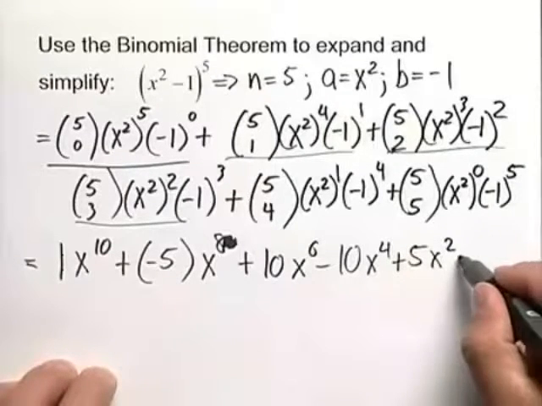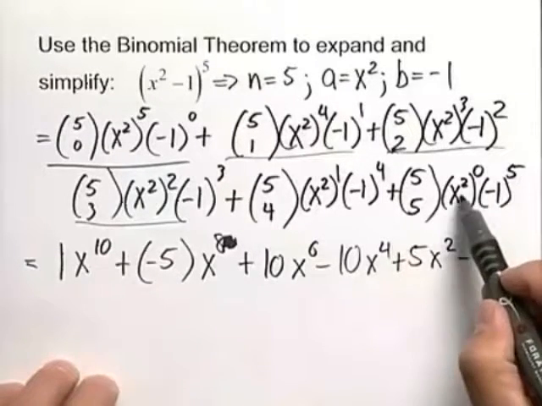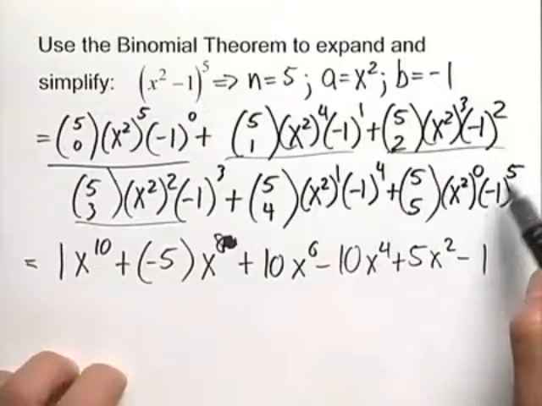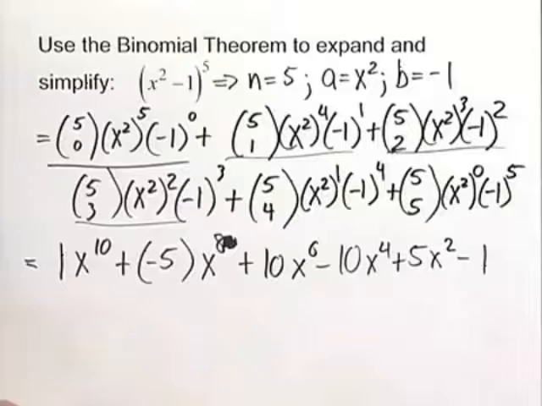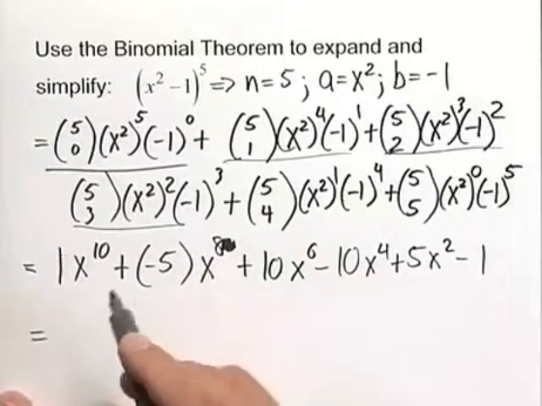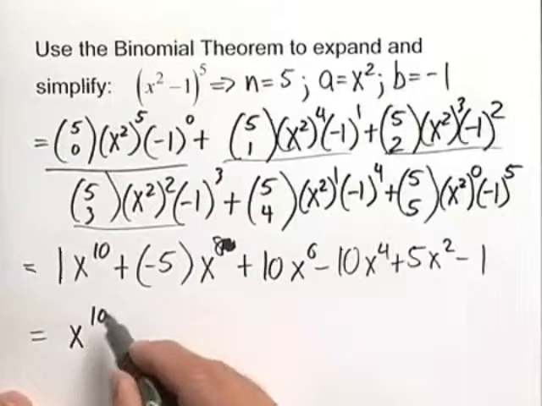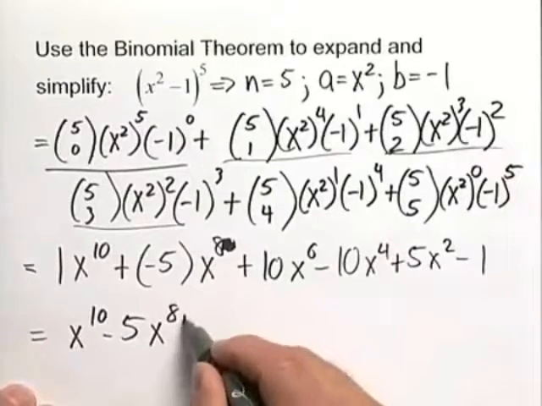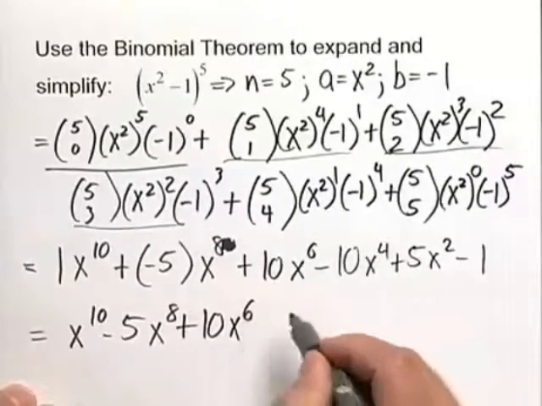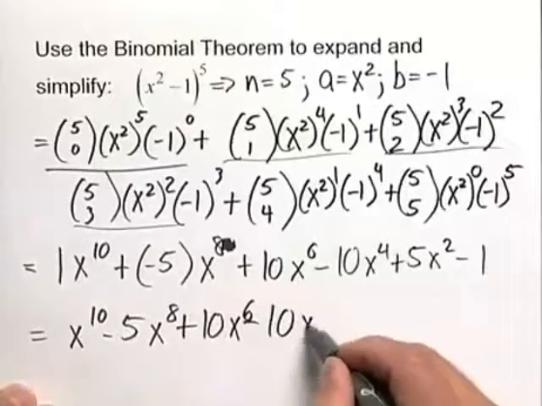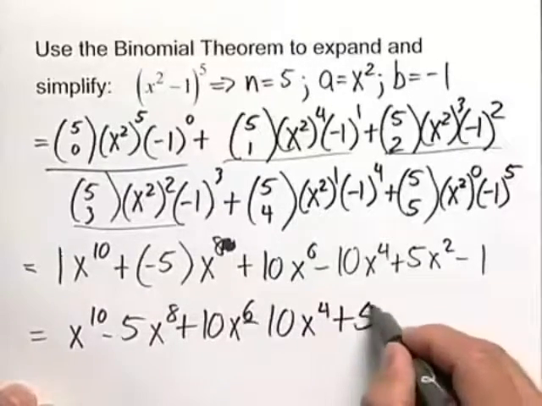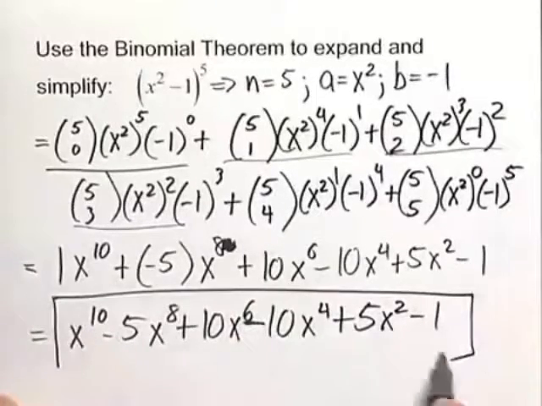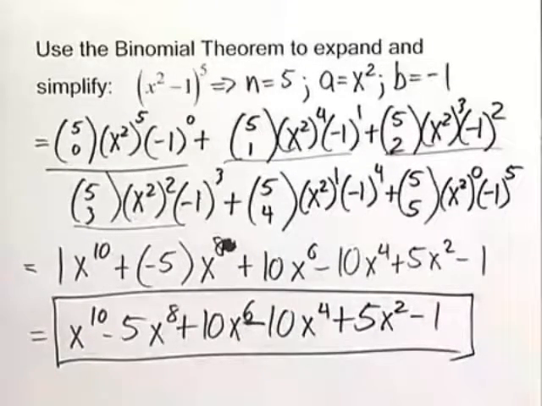And then finally, a minus 1, remembering that x squared to the 0th power is 1, 5 over 5 is 1, negative 1 to a fifth power, that's where we get our negative. So let's tie this all together, clean it up. We're going to end up with x to the 10th minus 5 x to the 8th plus 10 x to the 6th minus 10 x to the fourth plus 5 x squared minus 1, and we've got it. We've expanded this. And this is much more enjoyable than FOILing this out 5 times.